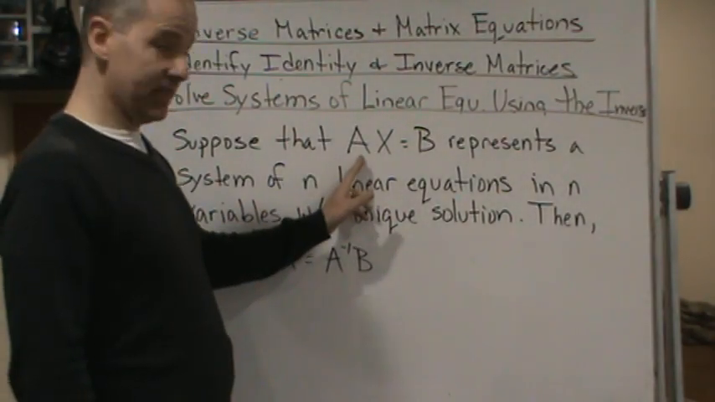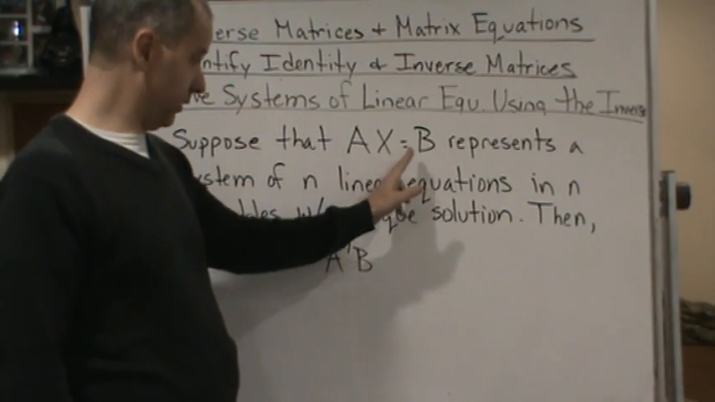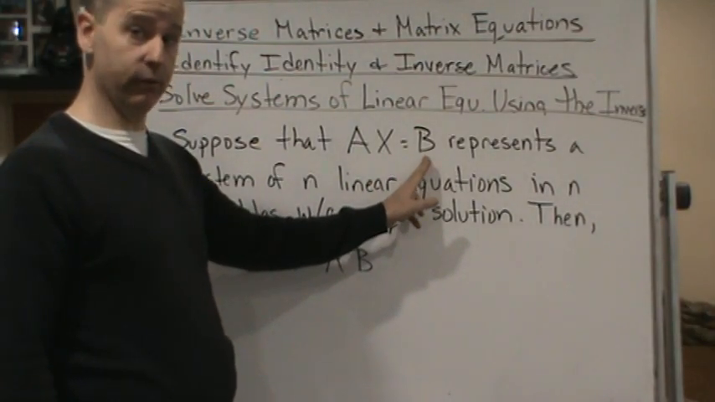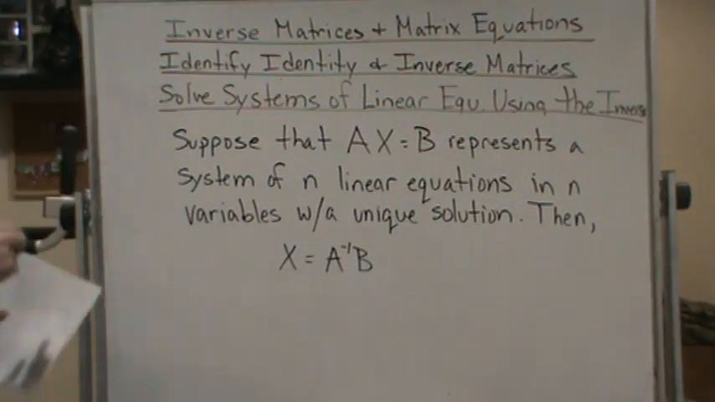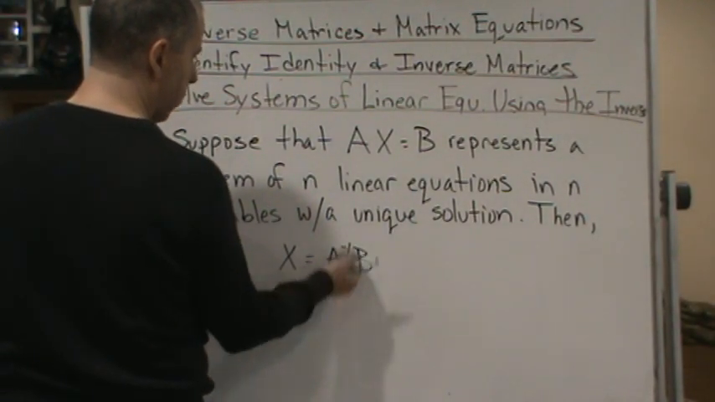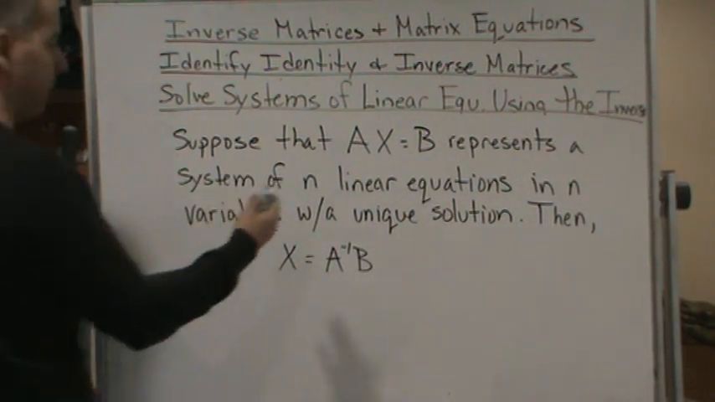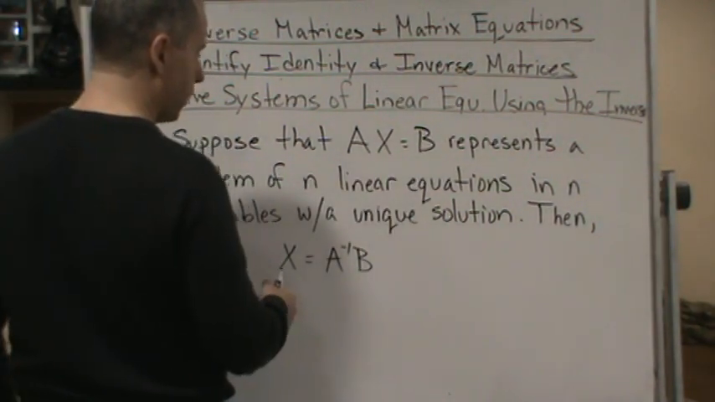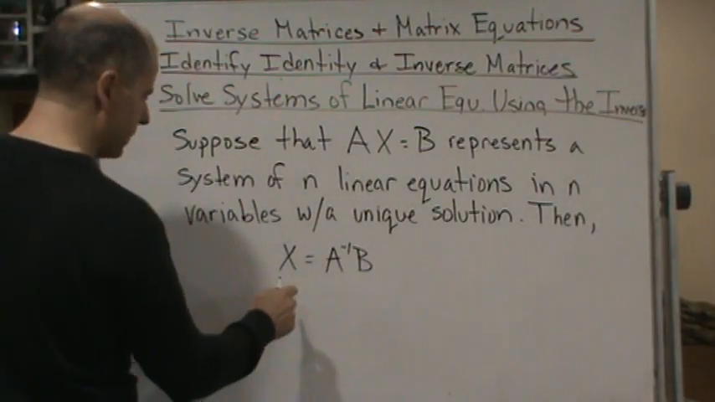Where A is the coefficient matrix, x is the column matrix of variables, and B is the column matrix of constants. And if we have a unique solution, then we know that A is invertible. So A has to be invertible here. The way we do this is by using what we know from the previous videos, the properties of matrix multiplication and properties of the inverse, so we can solve this easily.